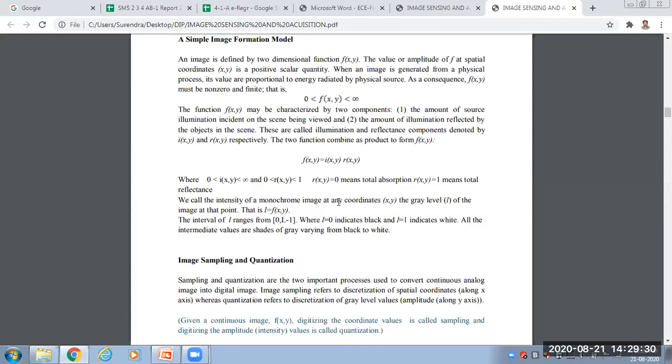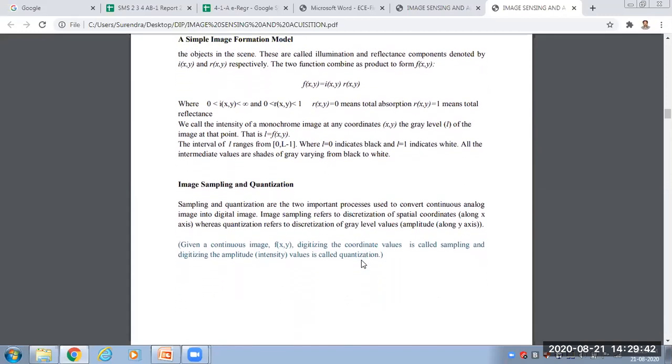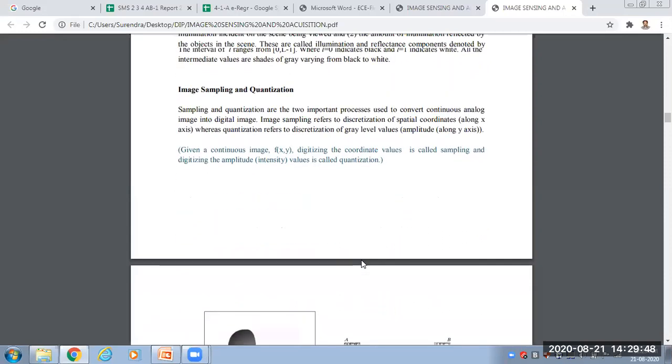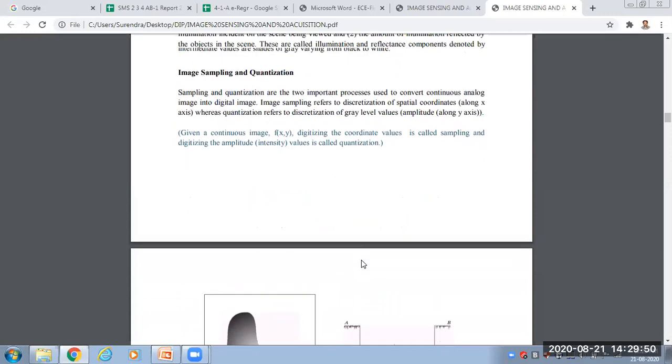How can this be shown with the help of the sampling technique? After acquiring or sensing the image, the next process is sampling and quantization. How can the signal be sampled and quantized, and why do we need to sample and quantize? We have to learn about that.